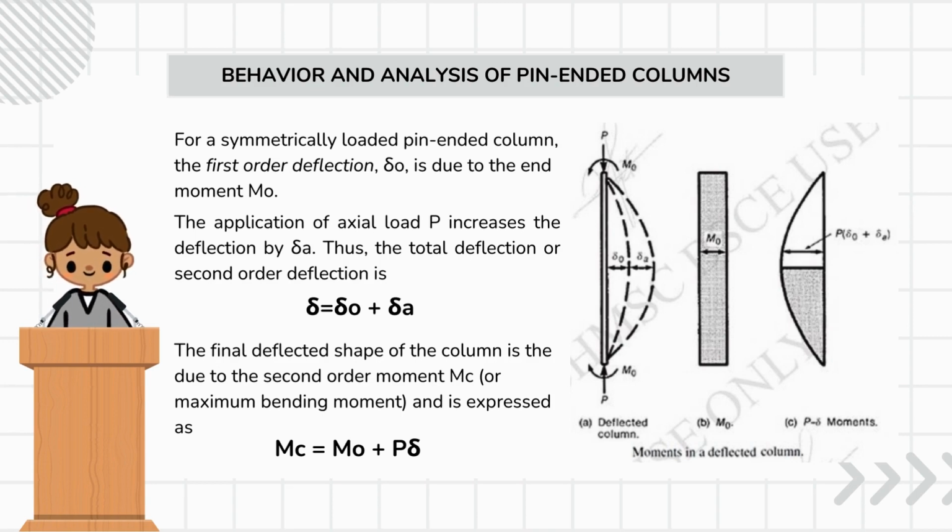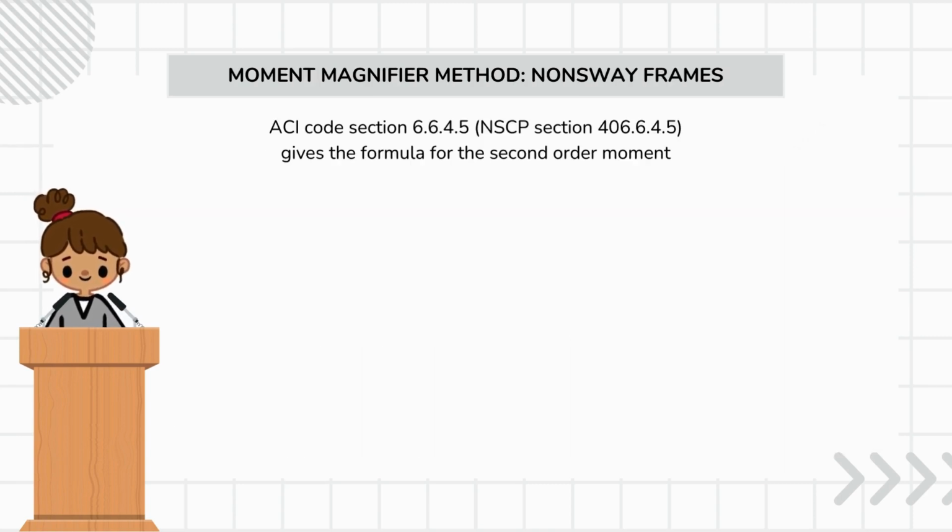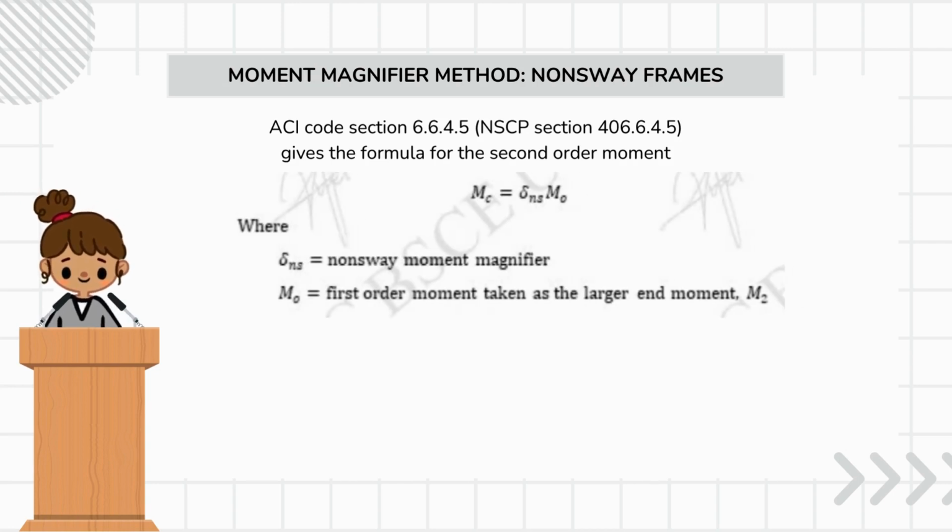But instead of finding the deflection, there is a method for this analysis and computation. According to ACI Code Section 6.6.4.5, the formula of the second order moment is given by M sub C equals delta ns times M sub O, where delta ns is the non-sway moment magnifier, M sub O is the first order moment, taken as the larger moment M2, and M sub C is the total moment that includes the effective deflection. So instead of finding the deflection, we just find the magnification factor.